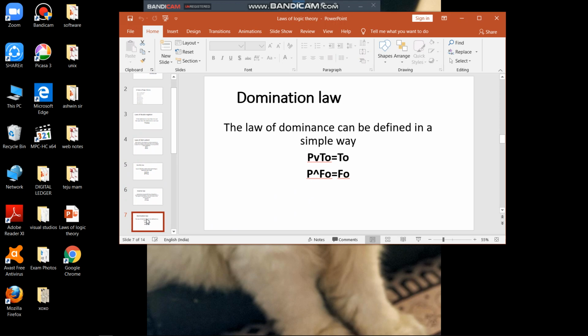And next is the domination law. Here the domination law states that it can be defined in a simple way, whereas P or T naught is equivalent to T naught, and P and F naught is equivalent to F naught.